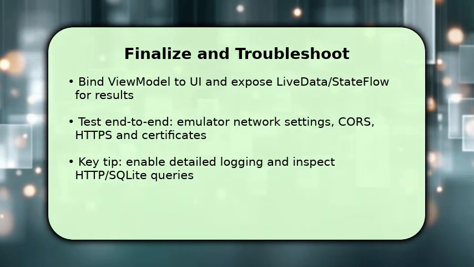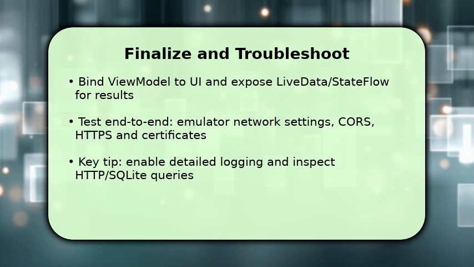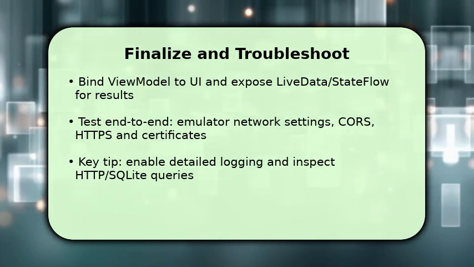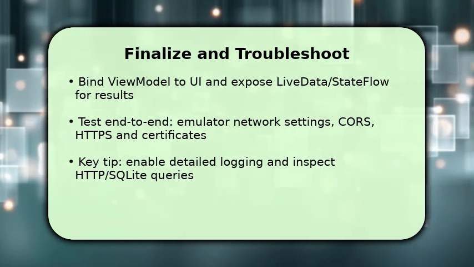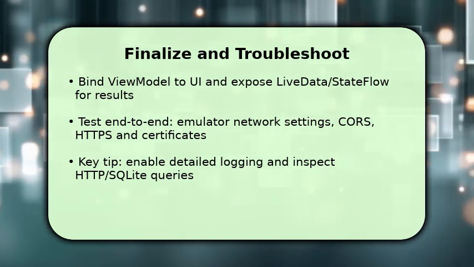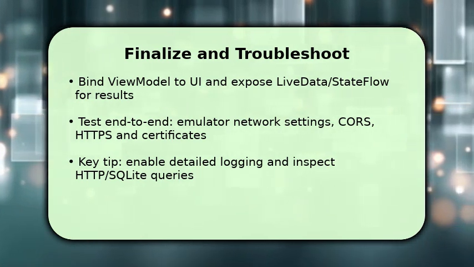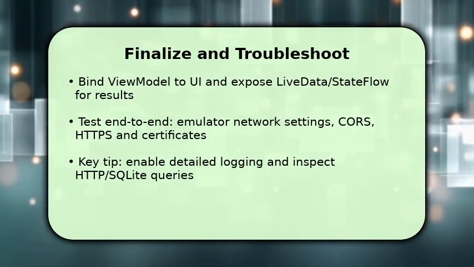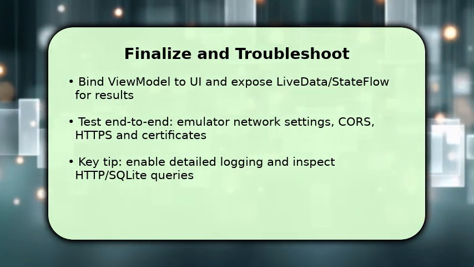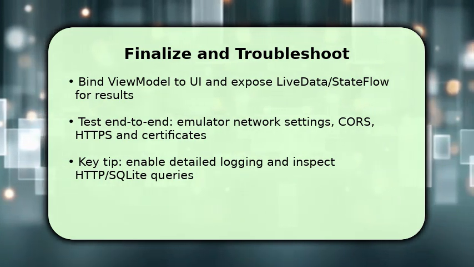Validate end-to-end by running on an emulator or device, checking network permission, HTTPS certificates, and CORS on your API gateway. Make sure Room migrations are in place before schema changes. If something fails, enable verbose logging, OkHttp logging interceptor, Android SQLite debug, and inspect stack traces. This single troubleshooting step reveals most misconfigurations quickly and helps you fix connection errors.